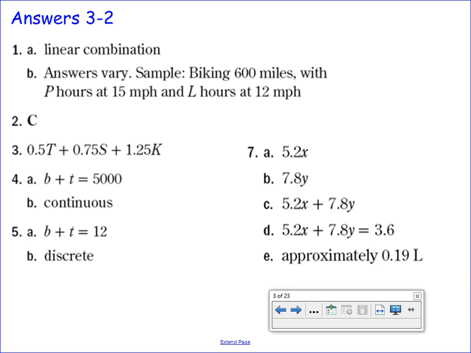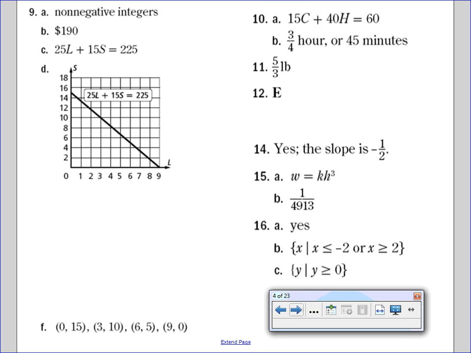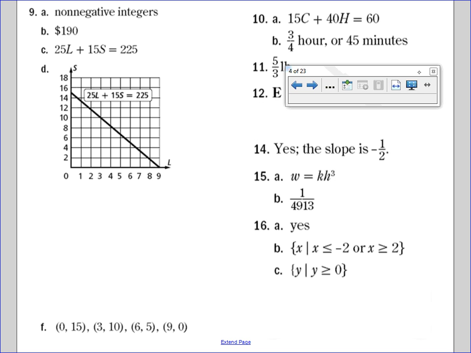7a is 5.2x, b 7.8y, c 5.2x plus 7.8y is the combination, the linear combination. The whole equation then set equal to 3.6 and about 0.19 liters. 9a is non-negative integers, b $190, c 25L plus 15s equals 225. You can see the relationship graph in letter D. F, 0 15, 3 10, 6 5 90 are all points on that linear equation, on that line. 10a, 15c plus 40h is 60. B, 3/4 of an hour or 45 minutes. 11, 5/3 of a pound or 1 2/3 pounds. 12e exponent. 14, yes, the slope is -1/2. 15a, w equals kh cubed. B is 1 over 4,913.